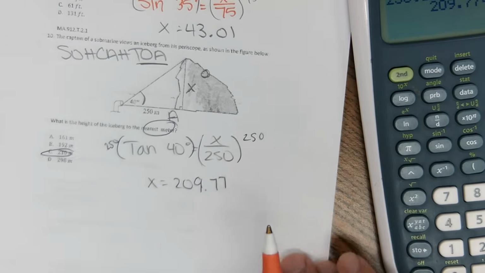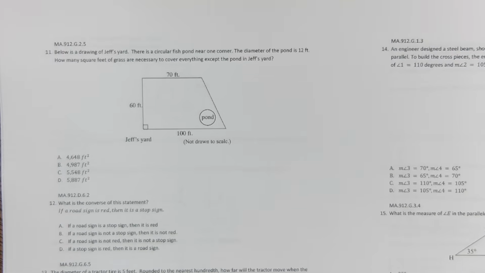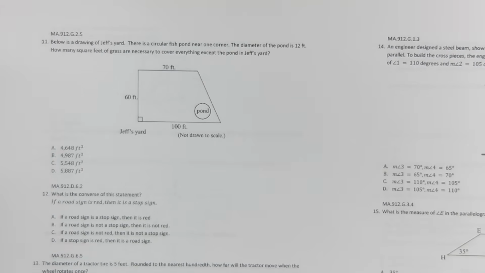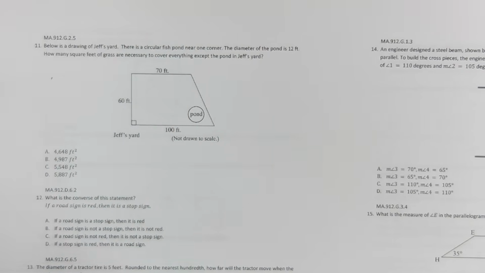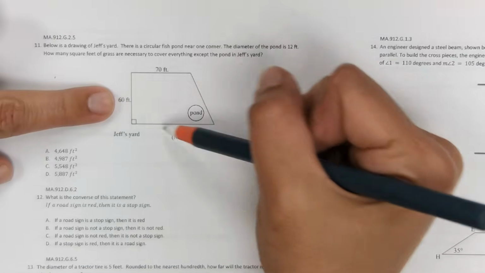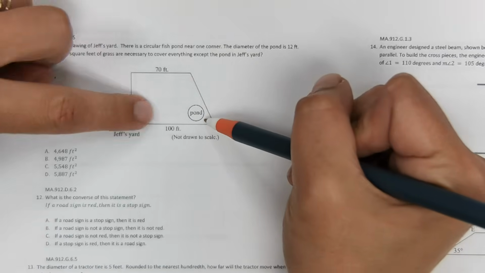Okay, next, number 11. We're right at 11 minutes. Cool. Below is the drawing of Jeff's yards. There's a circular fish pond. Near one corner, the diameter of the pond is 12. How many square feet of grass are necessary to cover everything except for the pond? Okay, so we're going to find the area of this trapezoid and then subtract the area of the pond to find the area of everything without the pond.